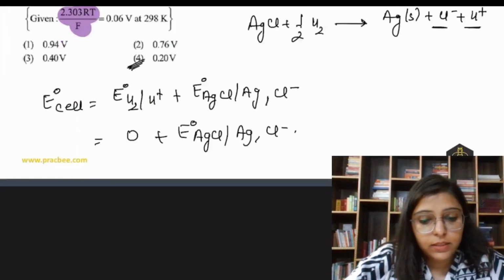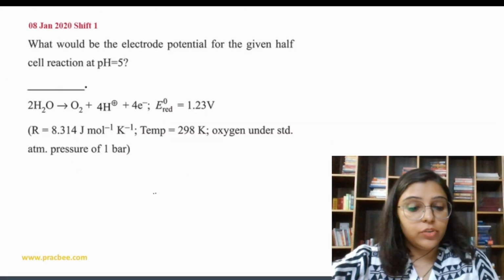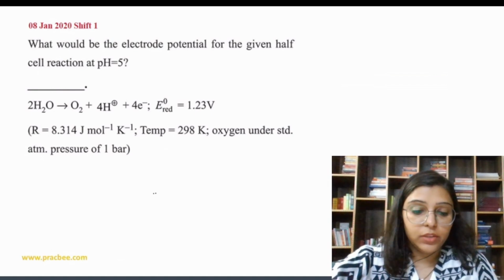Clear? That's it. What would be the electrode potential for the given half cell reaction at pH 5?